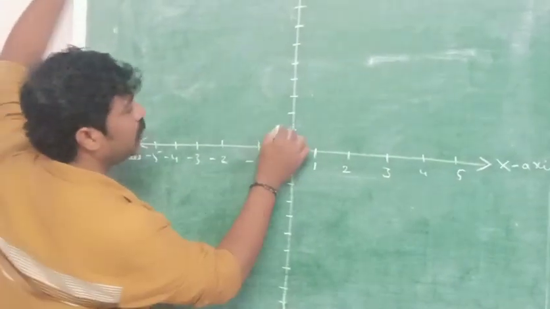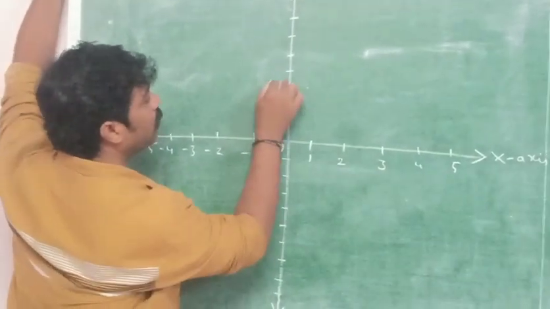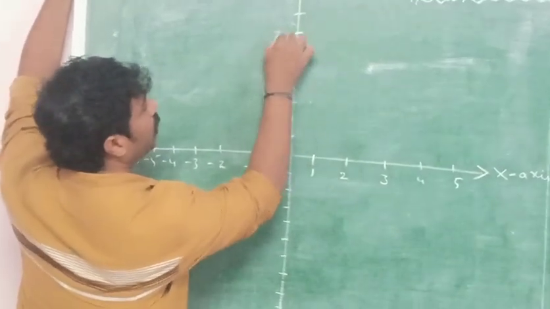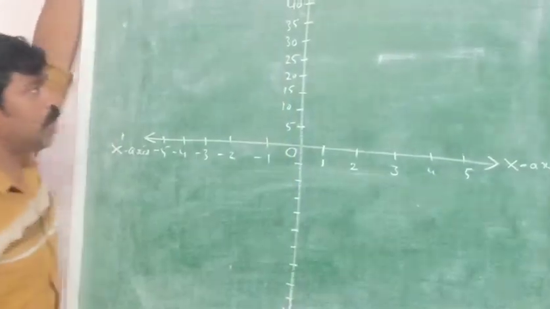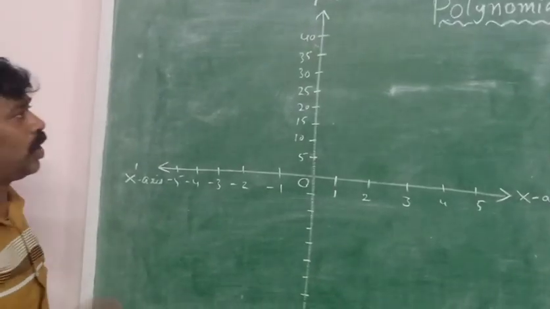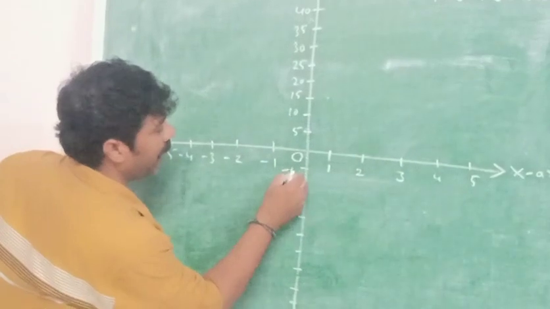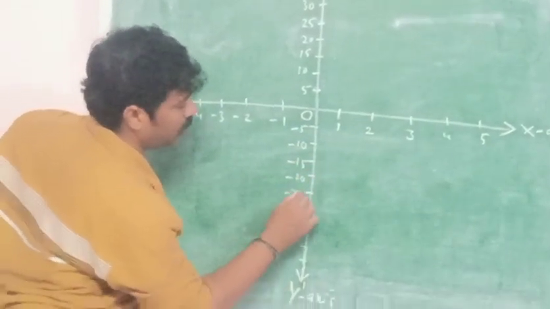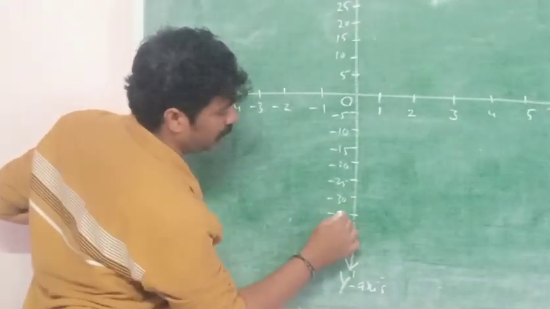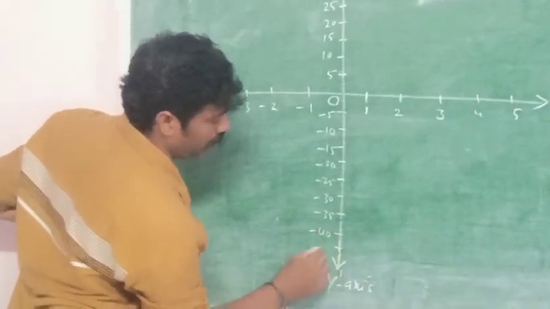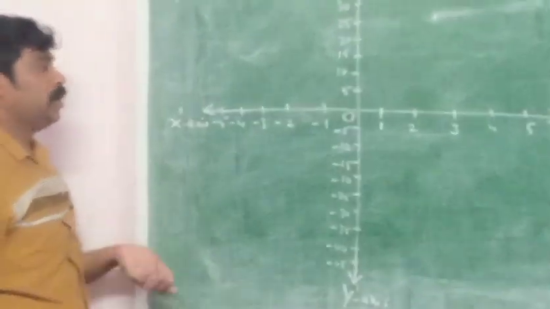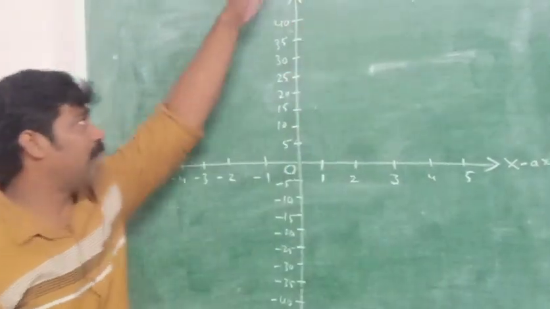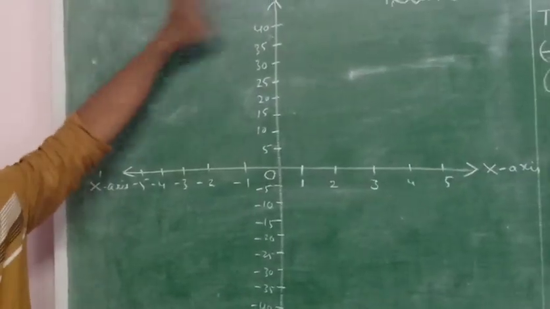So if I take 5, 10, 15, 20, 25, 30, 35, 40, I am taking on the y-axis 1 centimeter equal to 5 units. So here minus 5, minus 10, minus 15, minus 20, minus 25, minus 30, minus 35, minus 40 and minus 45. So on the x-axis we are taking 1 centimeter equal to 1 unit, and similarly on the y-axis 1 centimeter equal to 5 units.